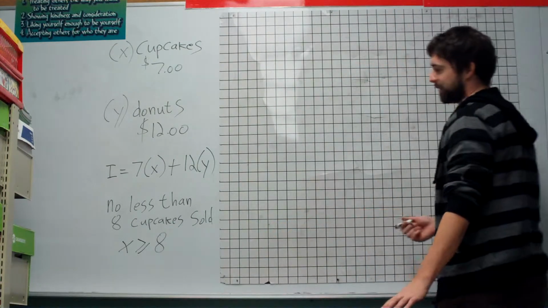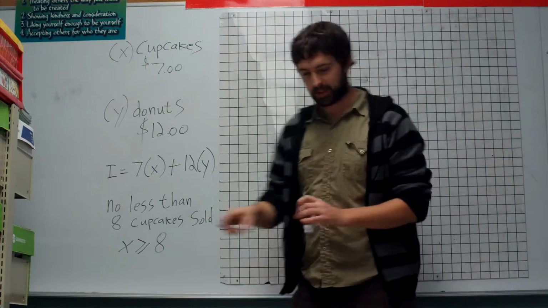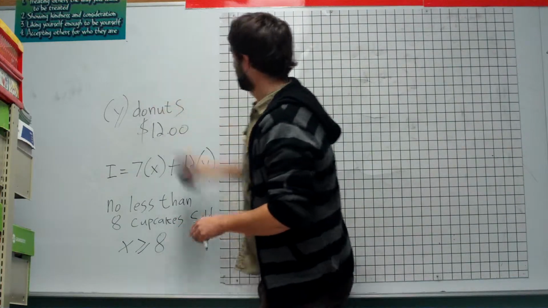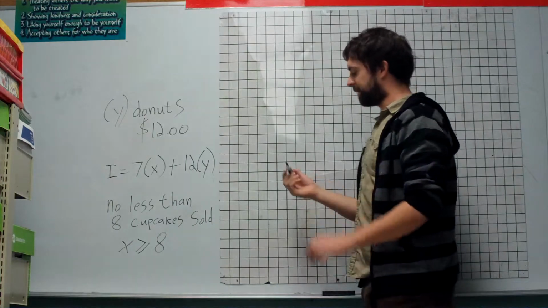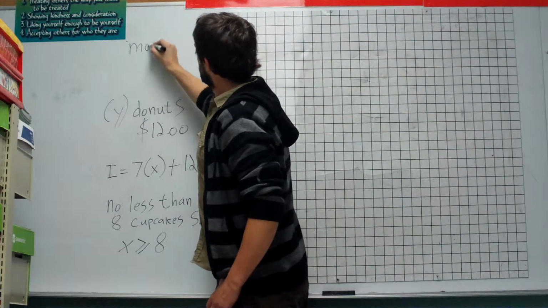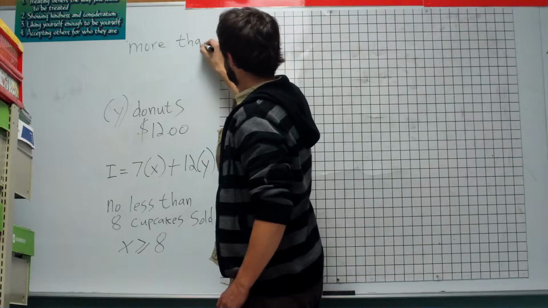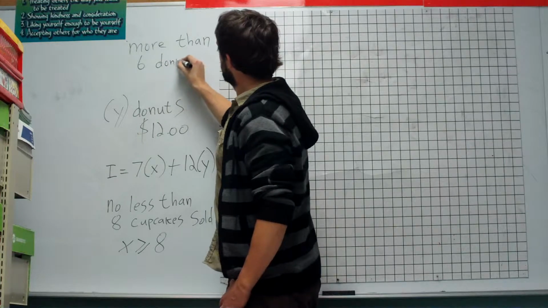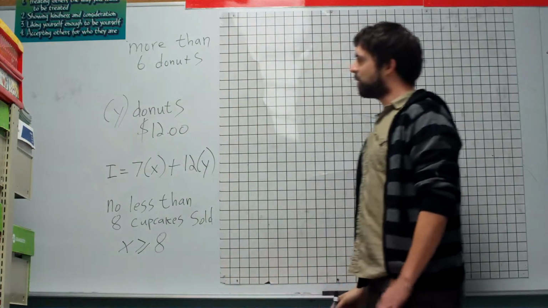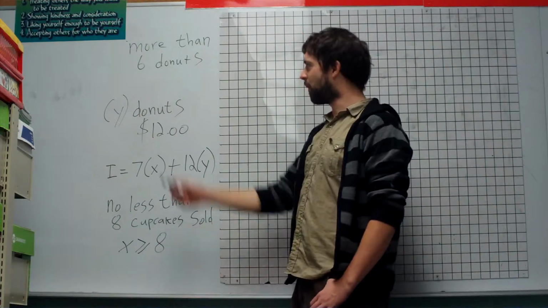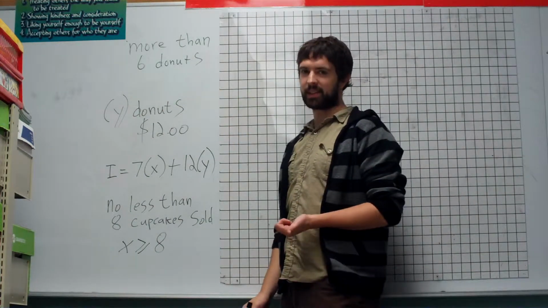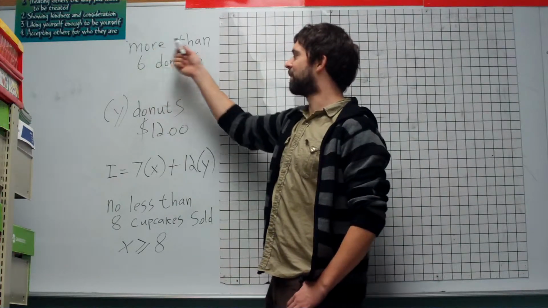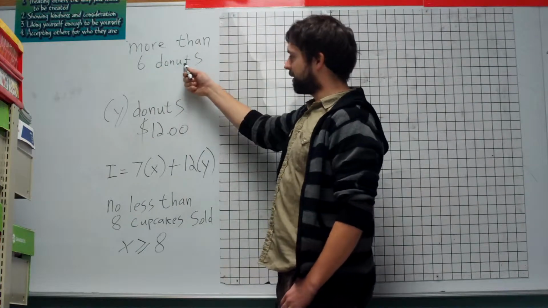So we've got to come up with one more constraint. I'm going to get rid of this, because I'm running out of visible room. Let's say our problem also said that we had to sell more than 6 donuts. So that's our second constraint. More than 6 donuts. It can't be 6, because 6 isn't more than 6. It can't be less than 6, because numbers less than 6 are not more than 6. So what's our variable for donuts? Y.